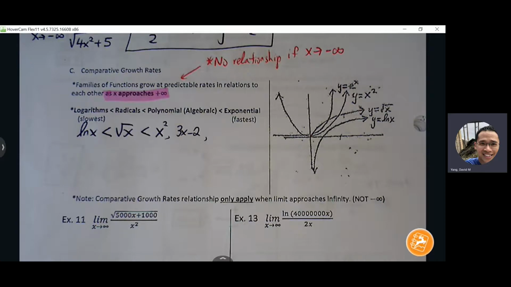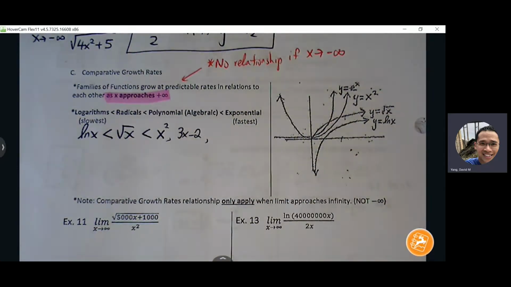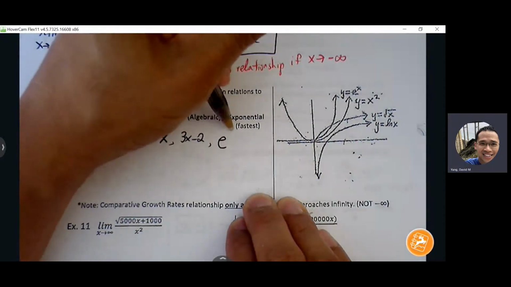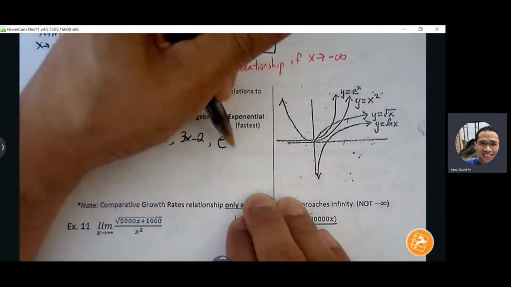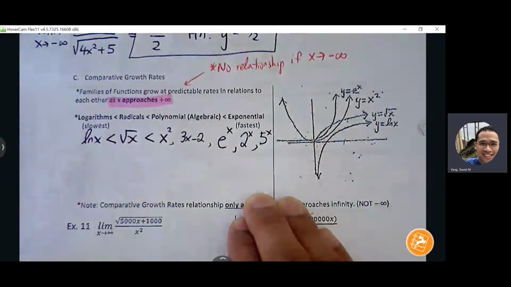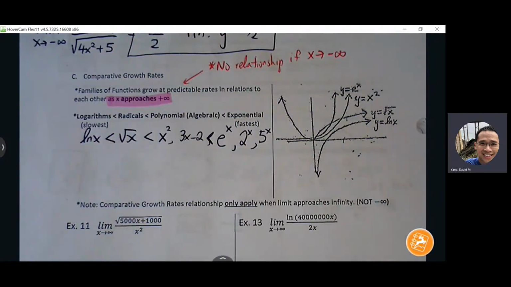And finally, we've got exponential functions. These are the ones that grow the fastest amongst the ones that we use. Exponential functions are ones where the variable is in the exponent. So e to the x, 2 to the x, 5 to the x. These are all examples of exponential functions.